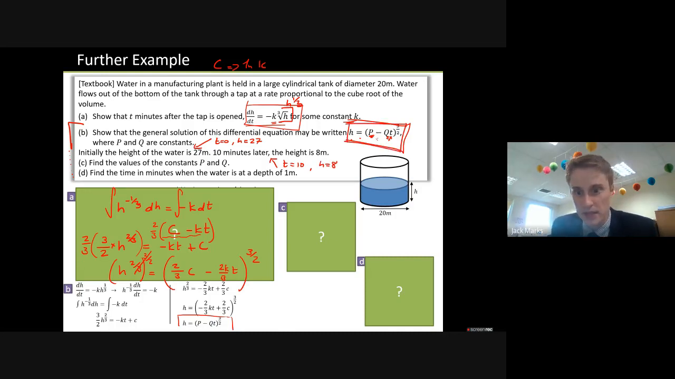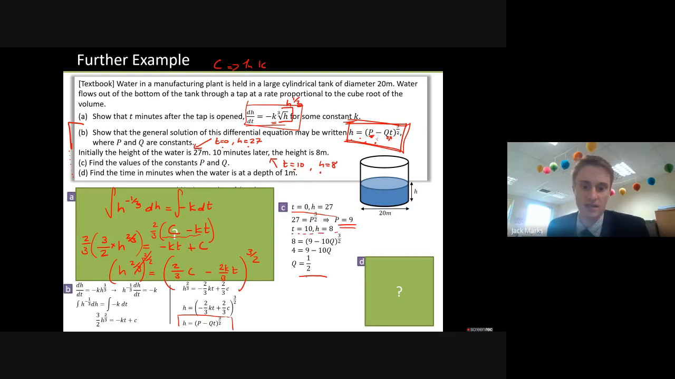Even if we couldn't do A and B, what do you think we should be doing? That's right. We should be substituting those numbers in there, and it will let us solve P and Q. If you put the first one in, an answer of 9 will pretty much just jump out straight away. And then you do the next one, you already put 9 in, and you should get an answer for Q. What that means is that the height is equal to, let's put these numbers in, 9 minus a half t to the 3/2.